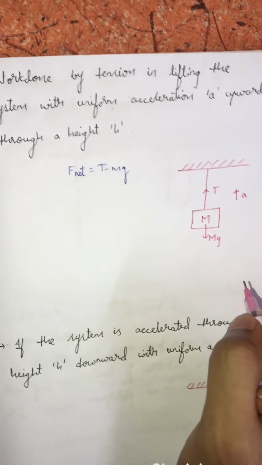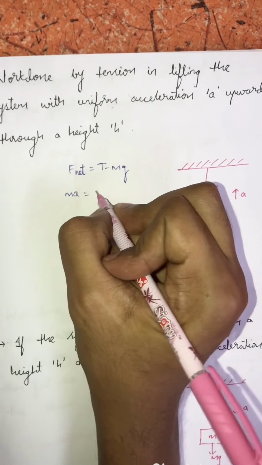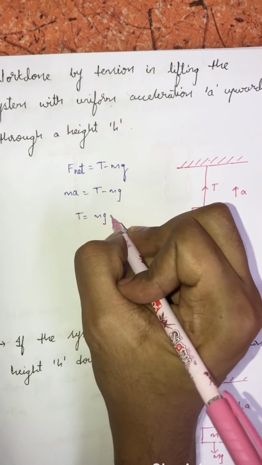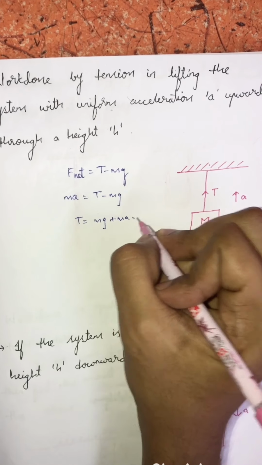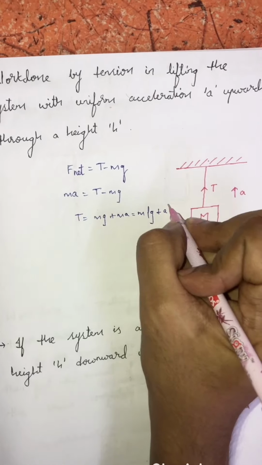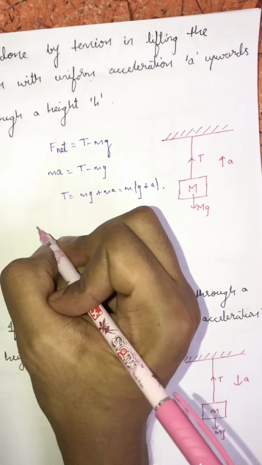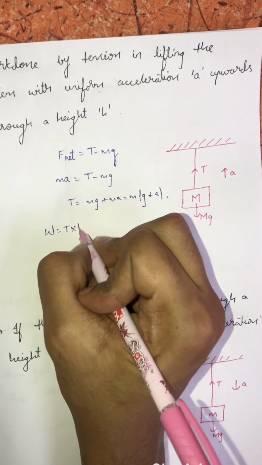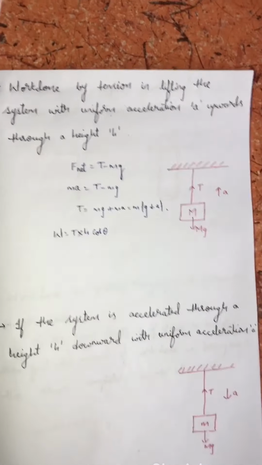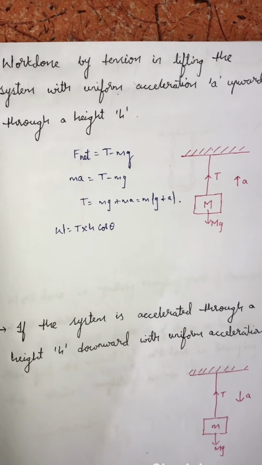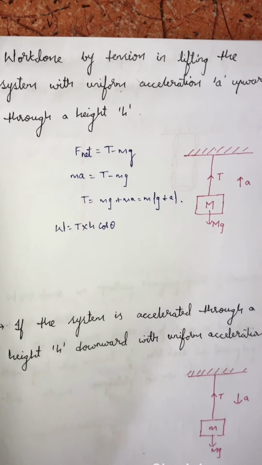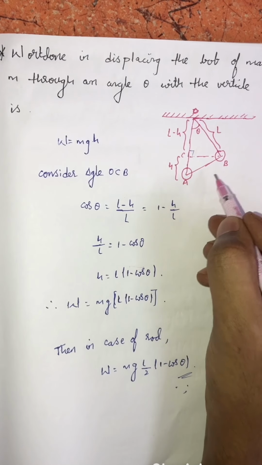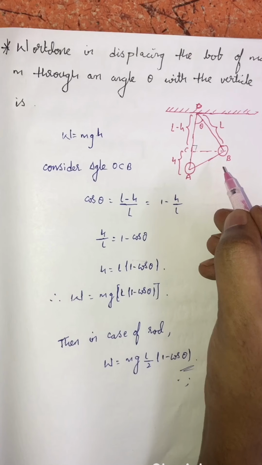So F net, which is ma, is equal to T minus mg. Then tension will be equal to mg plus ma, that is m times (g plus a). Moreover, work done is equal to F s cos theta. Here in this case it will become T into h cos theta, whereas in the previous problems I did not mention anything about cos theta because I neglected it, as the force is acting towards the right side and the displacement is also towards the right side, so the value of theta will be equal to 0.